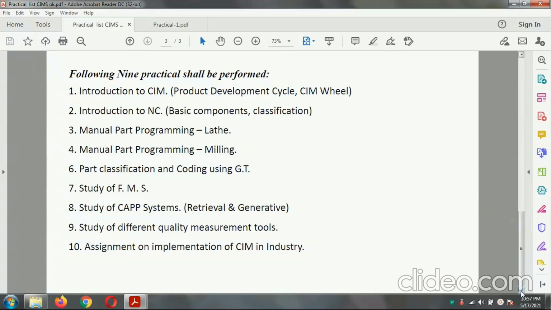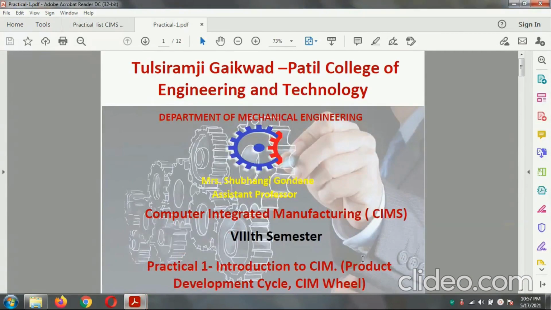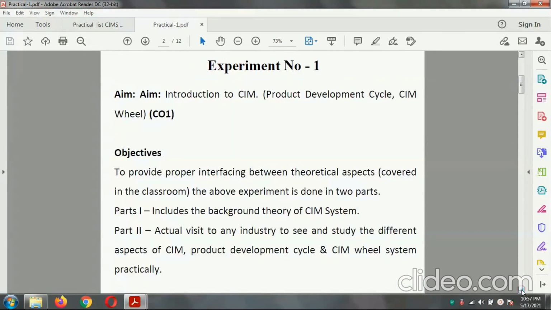So now we start with our practical, that is practical 1. Practical 1 is an introduction to the CIM. The aim of the practical is introduction to the CIM, in which we study the product development cycle and CIM. With respect to the practical's course outcome, it is CO1. The objective of this practical is to provide proper interfacing with the theoretical aspect.